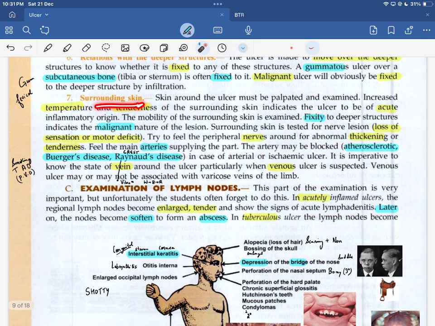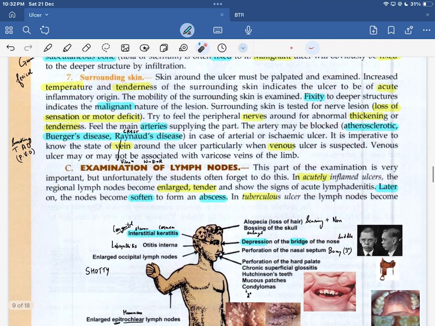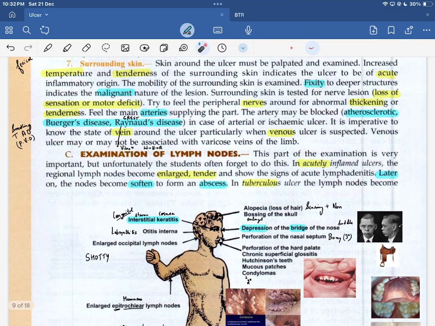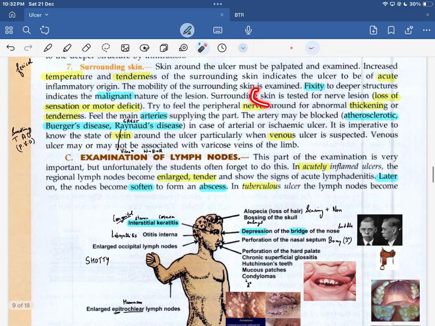So in the surrounding skin, if there is erythema, eczema, pigmentation, whatever, right? We can see the temperature part, the tenderness part. If it's of an infective origin, then these could be there. Like in the acute inflammatory origin, right? Infective or inflammatory, it need not be infective per se. All the IL-1, IL-6, all these inflammatory cytokines will make these a sure thing. And fixity, we already saw. Malignant ulcer, no need. And we can see what is the condition of the skin.